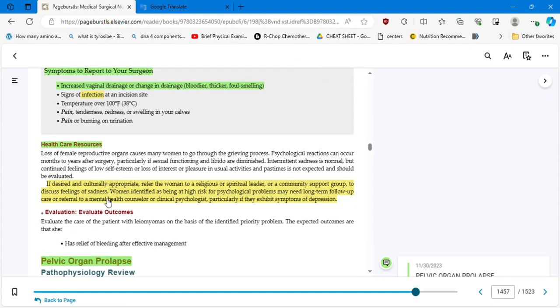Healthcare resources. If desired and culturally appropriate, refer the woman to a religious or spiritual leader or a community support group to discuss feelings of sadness. Women identified as being at high risk for psychological problems may need long-term follow-up and referral to a mental health counselor or clinical psychologist, particularly if they exhibit symptoms of depression.